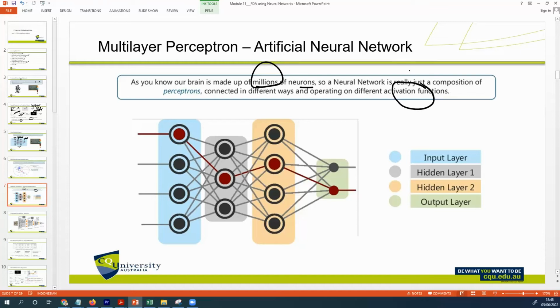So the activation function's job is to bend the line. That is the function of the activation function. The objective is bending the line.